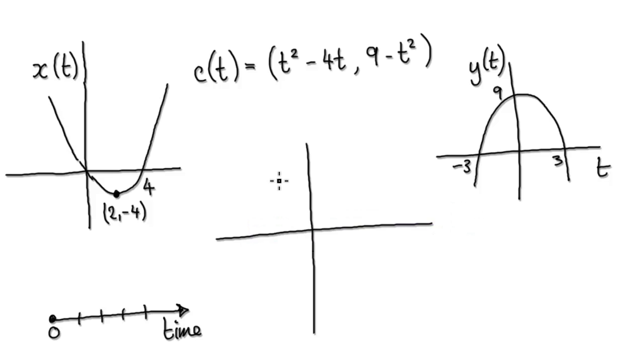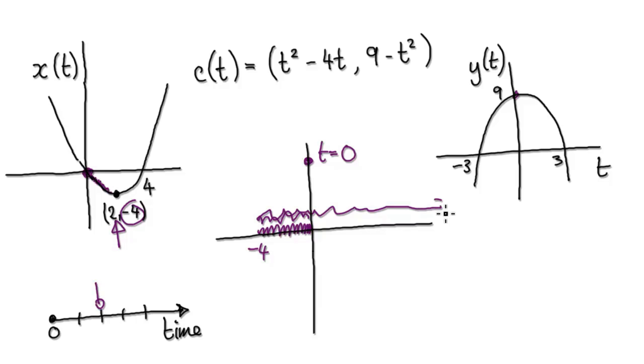So when time equals 0, the x component will be 0 and the y component will be 9, so you start here. In the horizontal direction, the maximum point of -4 occurs when the time is 2. So we know in the x direction it's going to move like this, back to 0, and then all the way to the right.